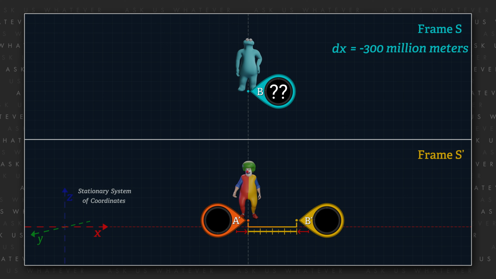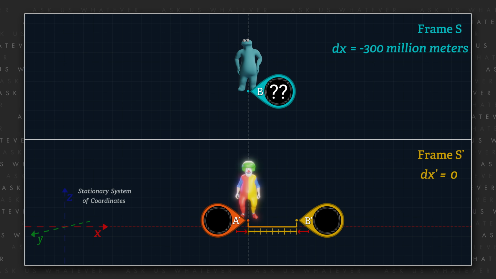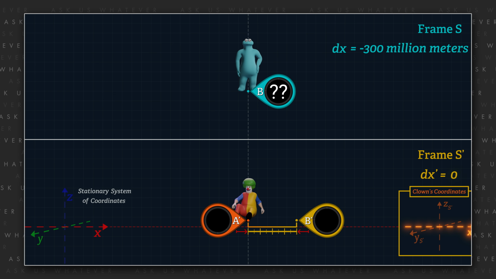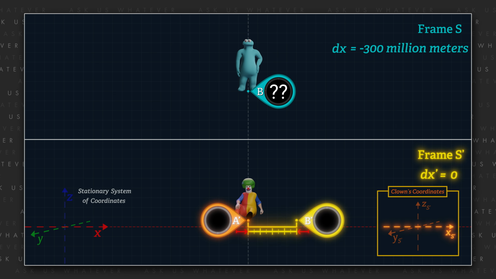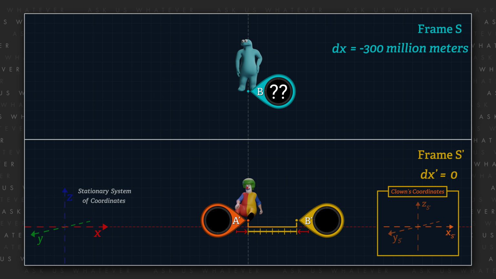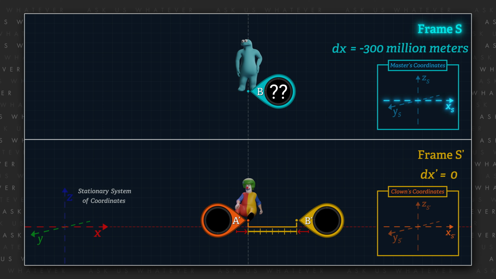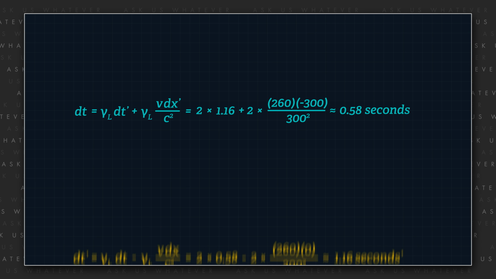So, what does it mean to our setup that dx prime is now 0? It means that the clown now does not move with respect to the x prime axis of frame S prime, which means that the clown now remains stationary beside only one clock in frame S prime. And the new value of negative 300 million meters for dx means that the master must move negative 300 million meters with respect to the x-axis of frame S. We'll get to what that means to the setup after we examine dt and dt prime.